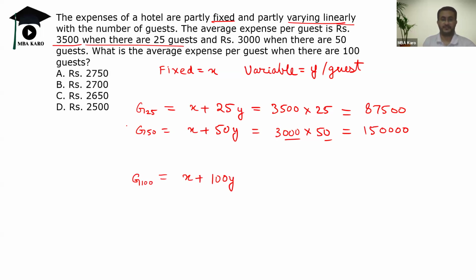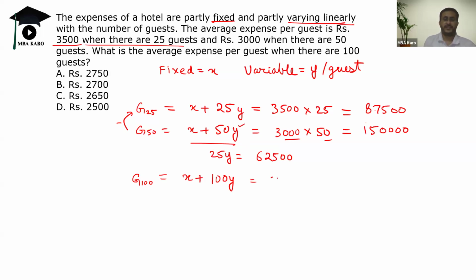Now if you subtract this equation from here, we will get 25Y and this is 62500. Now one thing to consider here is, should we calculate X and Y individually? That is something that you need to be vigilant about. See, at this point, some people will start calculating the value of X also. But let me tell you, that is not even needed. Why it is not needed is we need to calculate X plus 100Y. We already know X plus 50Y.